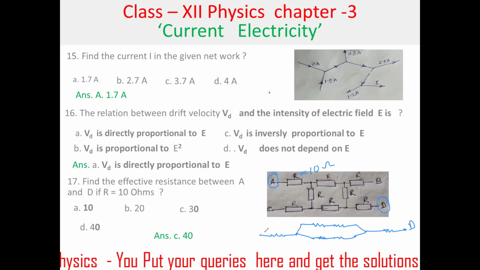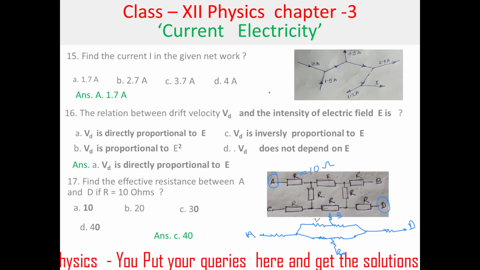This is D point, this is A point. Now here another resistance are there. Here, so these two resistance, that is point C, it is point B, this point C. So these are open, so they will not be counted.